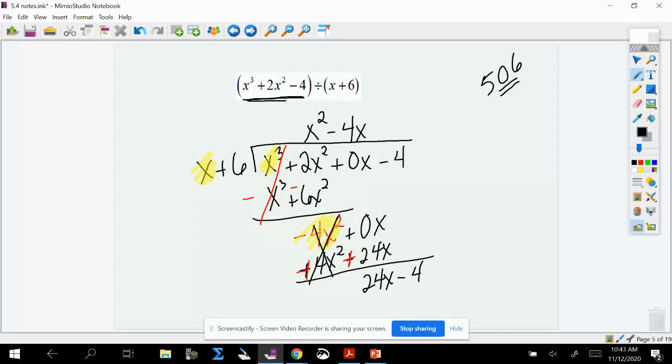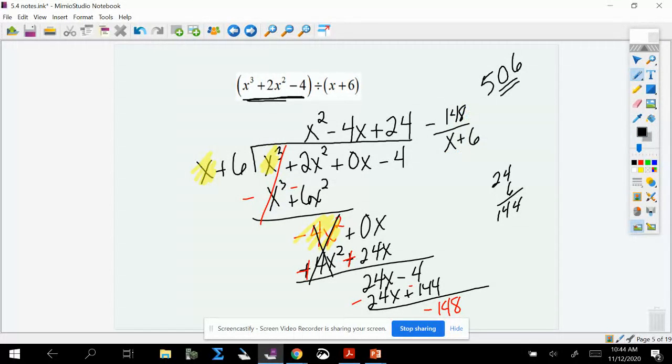One more time, I want to see what I multiply x by to get it to be a 24x. That's going to be a 24 times x is 24x. And then 24 times 6, what is 24 times 6? 144. So plus 144. I'm going to subtract. I get negative 148. Yes, it's kind of a big number, but that's perfectly fine. It is my remainder. So negative 148 over the original divisor x plus 6.